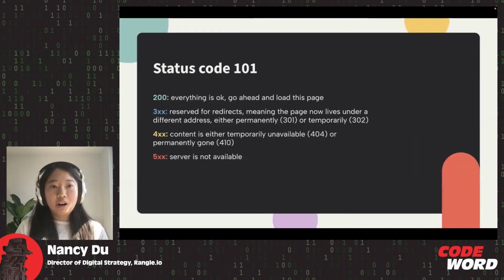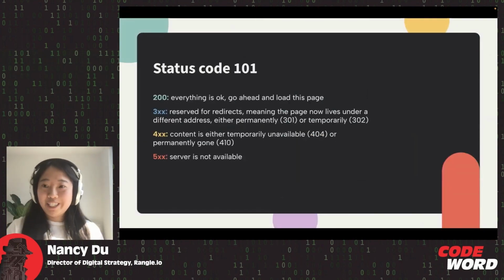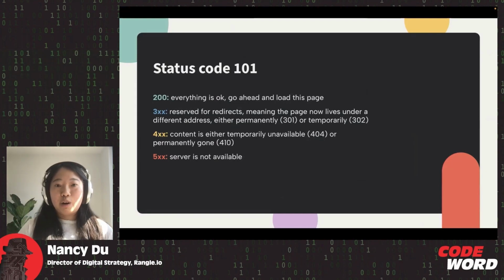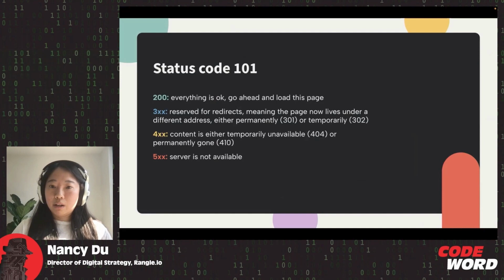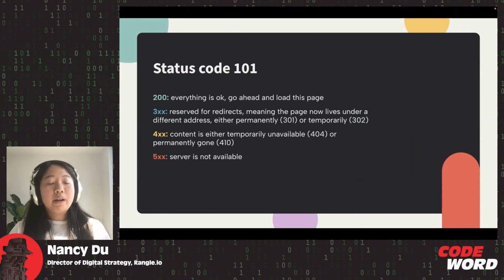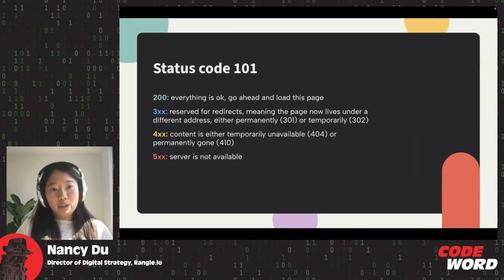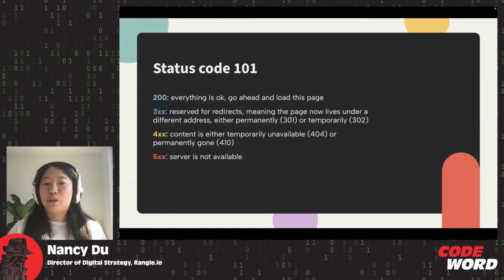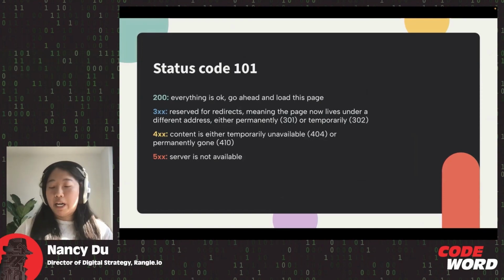So, a quick refresher on status codes. 200 is everything is okay, go ahead and load the page. Your 300 status codes are reserved for your redirects: 301 is permanent, 302 is temporary. Then you have your 400s, which is when your content is either temporarily unavailable or permanently gone. 500s would be your server errors, where the page is just not able to be served by the server.